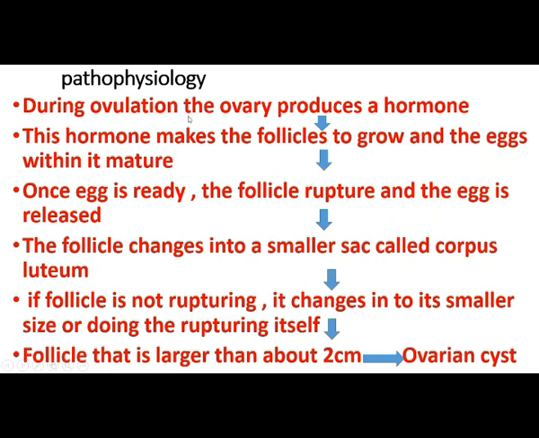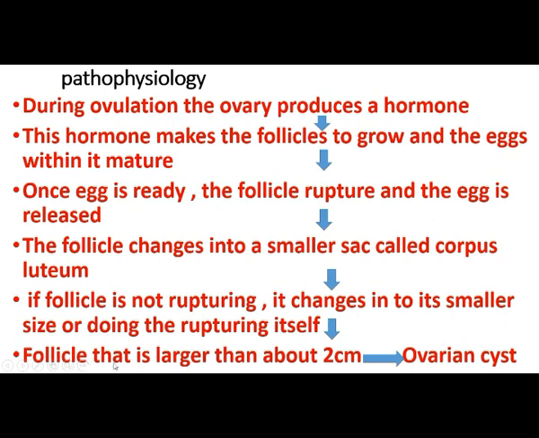Normal process. During ovulation, the ovary produces a hormone. This hormone makes the follicles grow and the eggs within them mature. Once the egg is ready, the follicle ruptures and the egg is released. It's a normal phenomenon. The follicle changes into a small sac called corpus luteum. If the follicle is not rupturing, it changes into a smaller size or ruptures by itself.